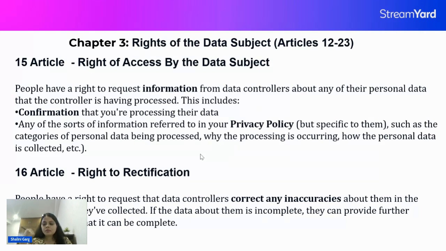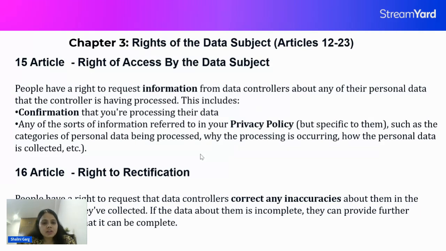And I am the data subject. I can ask for a copy anytime. The data controller has to provide me the copy within 30 days, extendable by 3 months. I hope you are all with me. So the controller must provide the copy of the personal data which is undergoing processing. Additional copies I can also ask for, but they can charge. The controller can charge some reasonable fee for administrative cost.